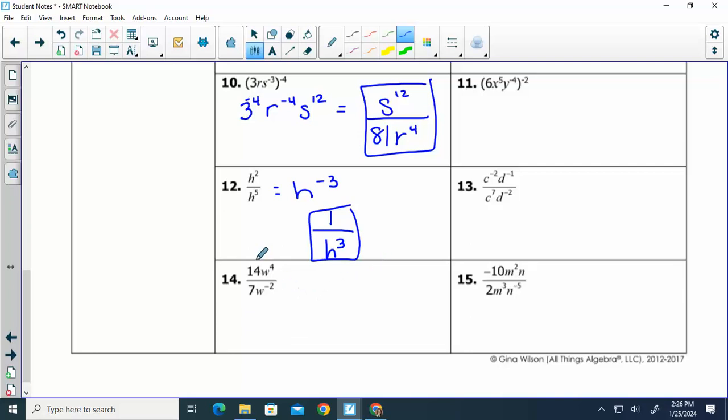Number 14, if I look at my numbers, what's 14 divided by 7? 2. With my w's, you have 4 minus negative 2. What does that become? 6. Do we have any negative exponents? No, so that is my final answer.